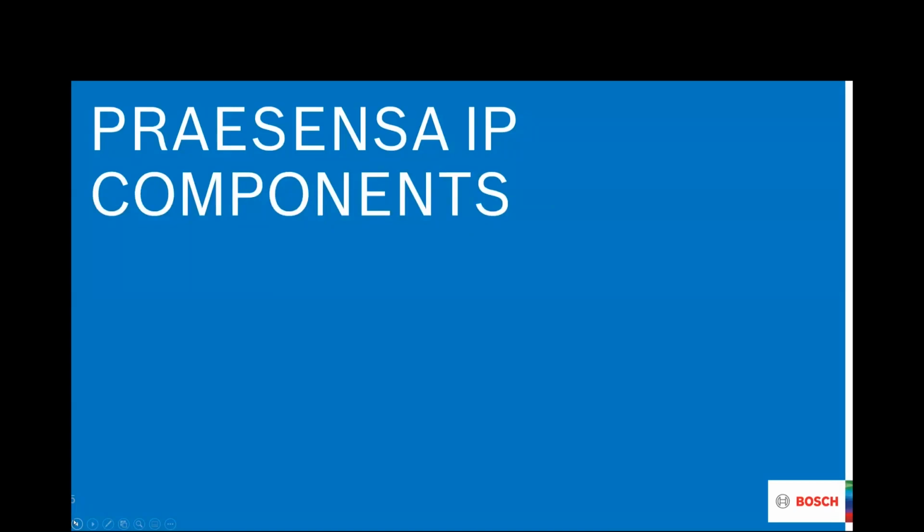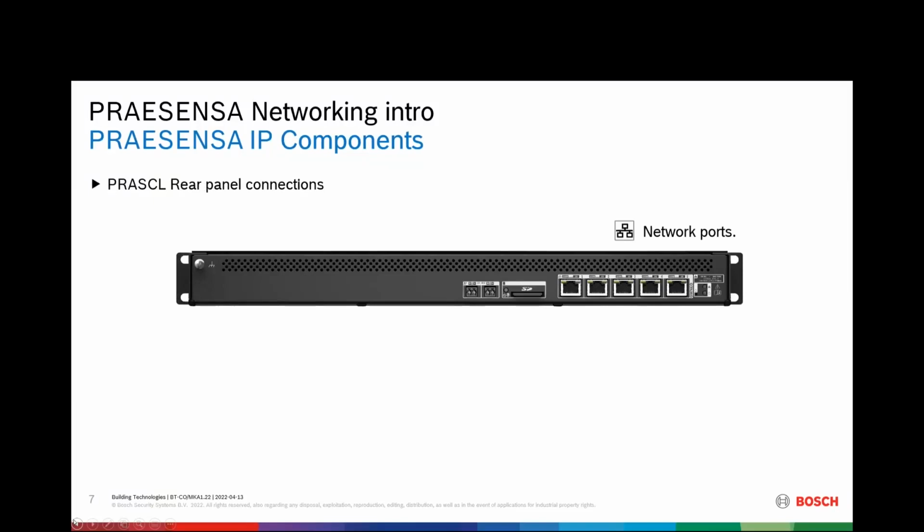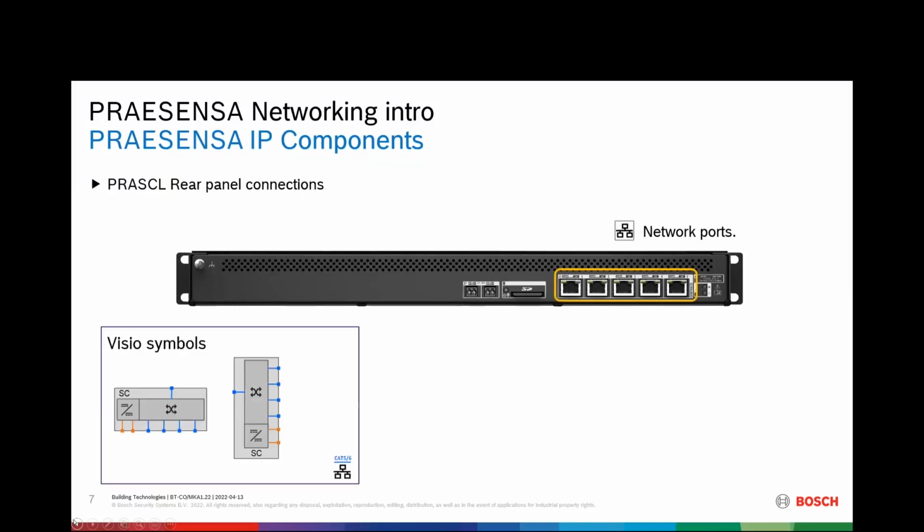Yes, let's start with the PRAESENSA IP components. Within the PRAESENSA portfolio, we have the PRAESENSA system controller. That's this device. When you look at the rear panel, you see 5 network ports. These are the important items at the moment for the network connections within PRAESENSA. This means this device has a built-in switch, so there are these 5 ports you can connect any device to. It's just like a standard Ethernet switch, which has the ability to interconnect the components to each other.